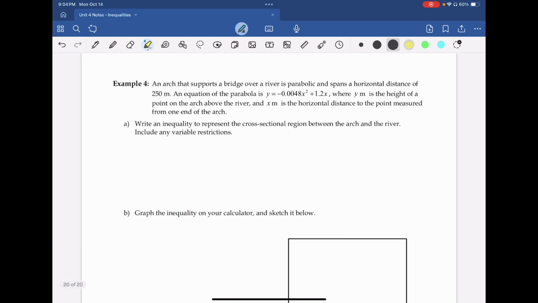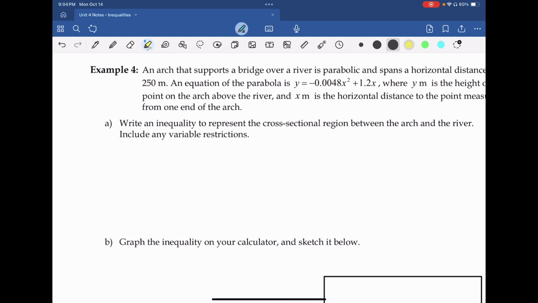All right, now let's go on to example 4. Example 4 gets us to consider the following. An arch that supports a bridge over a river is parabolic and spans a horizontal distance of 250. An equation to represent this overall parabola that represents the support is y equals negative 0.0048x squared plus 1.2x, where y is the height and x is the horizontal distance from one end. Write the inequality that represents the cross-sectional region between the arch and the river.